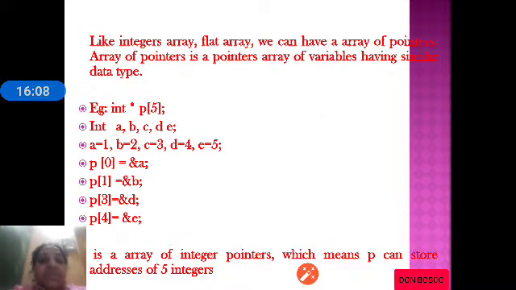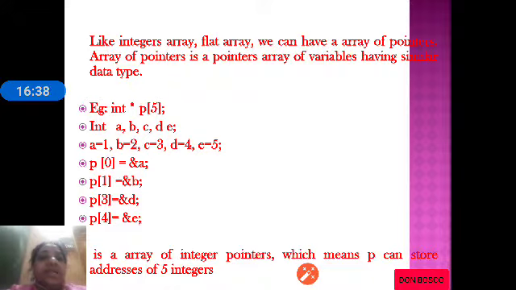So now we shall discuss array of pointers. Like we have an integer array and a float array, it is possible to create a pointer array. For example, int *p[5]. That means *p means p is a pointer which can point to an integer, but p is an array of pointers.